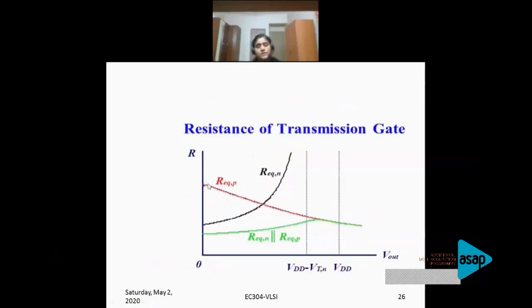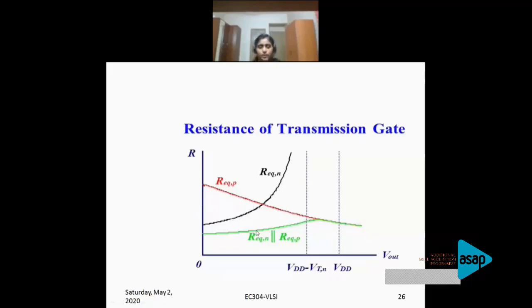Okay. So what you see as a red line is basically the resistance of the PMOS. What you see in the black line is actually the resistance of your NMOS. And what you see, the green line, is actually the parallel combination, or the effective resistance, of a transmission gate. Okay, so as you can see from the equation, if I try to plot, the resistance of a PMOS is actually decreasing and the resistance of NMOS is actually increasing.